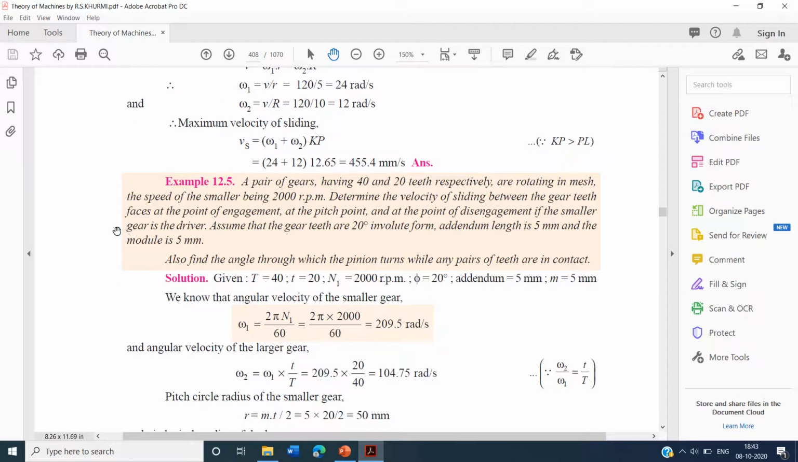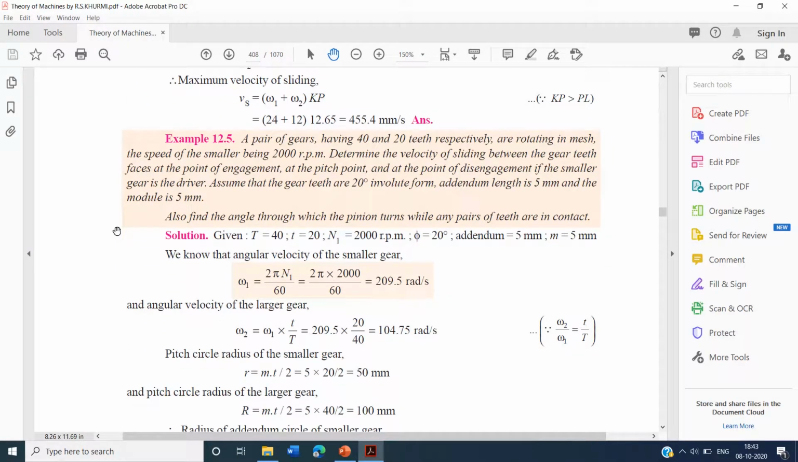Okay, so this is one question. This question also you can try, this angle part, where this velocity part we don't need. Otherwise this one is similar to the previous one. A pair of gears having 20 and 40 teeth respectively, that means capital T and small t is given. N is given. N is normally given for finding the velocity, but that part we can skip. Determine the velocity of sliding, that part we don't need. Again, assume the gear teeth as 20 degree involute form. So phi is given, addendum is 5 millimeter, and the module is 5 millimeter.